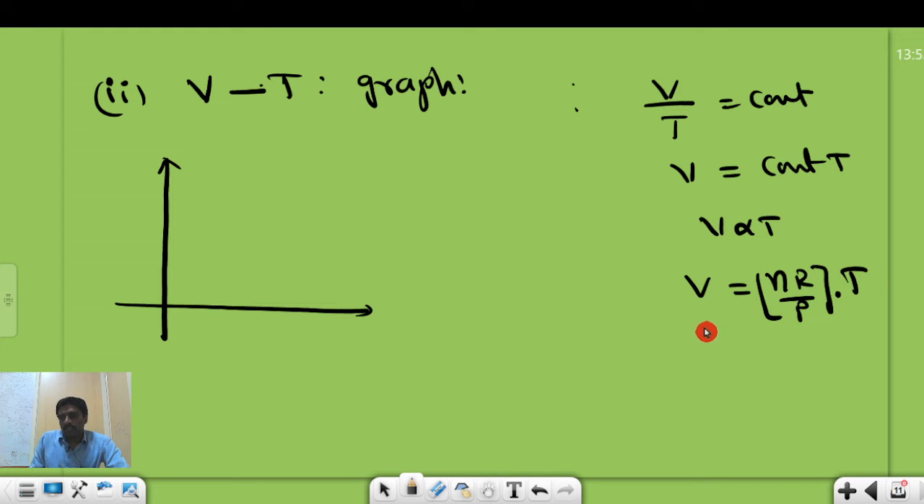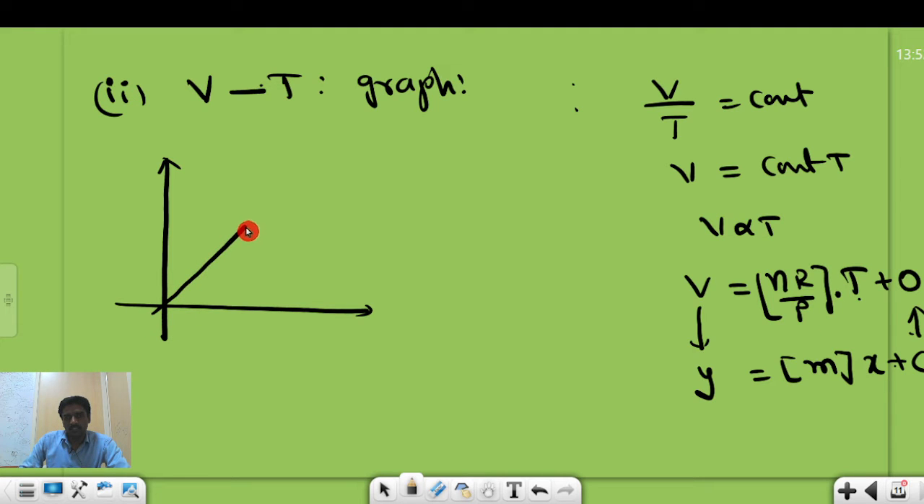Now I am comparing this with the equation y is equal to mx. If we take the volume V on the y axis, the constant is m, and T is on the x axis. In y is equal to mx there is no intercept, the C value is 0. So we get a straight line graph, and as C is equal to 0, the straight line must pass through the origin like this. So this graph shows V is directly proportional to T.